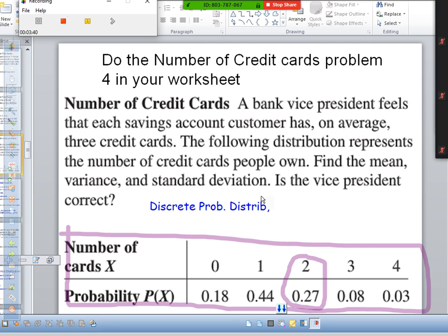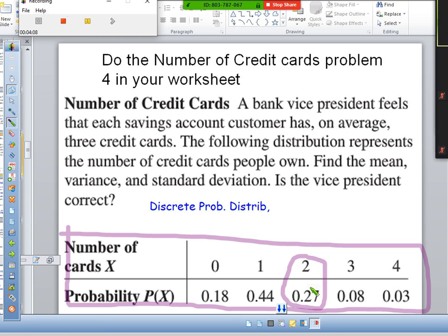The only thing I'm going to ask you for is the expected value or the mean, or what's the probability that, well, the probability of the number of cards being 2 is 0.27. What's the probability of 2 or more cards? How would you find that? Of at least 2 cards. What would you do there? You find individuals and then add them up.